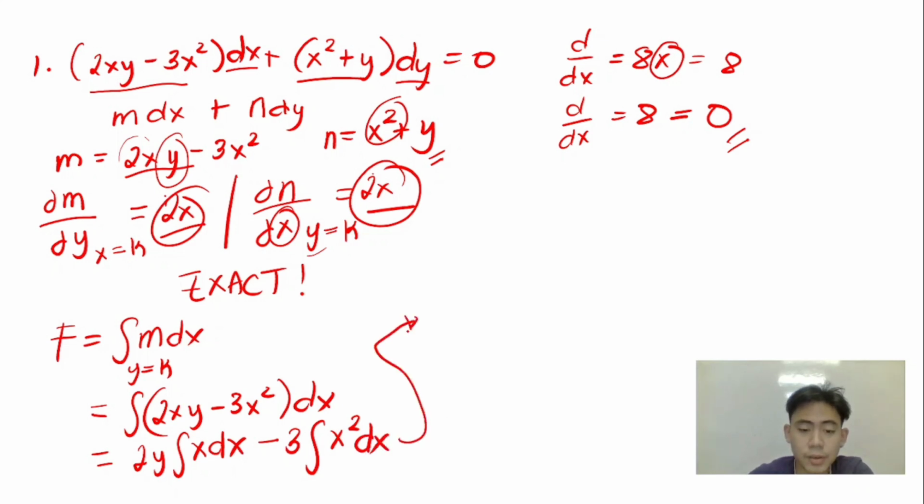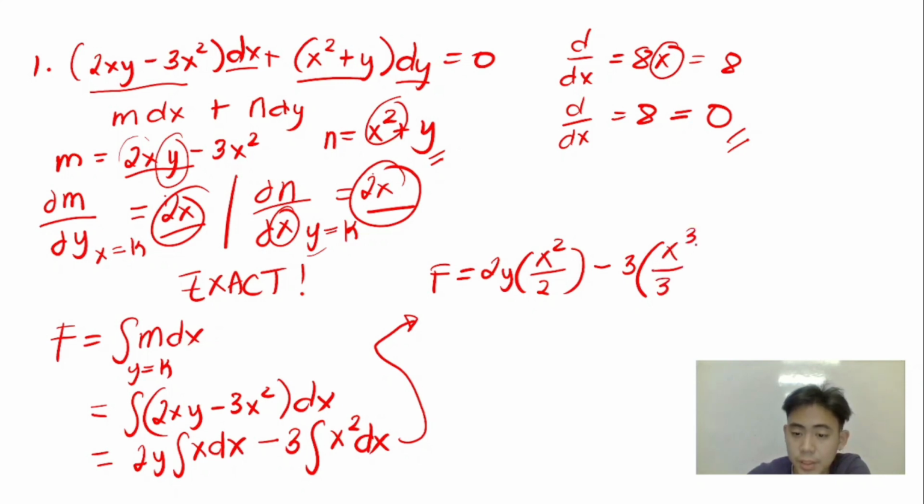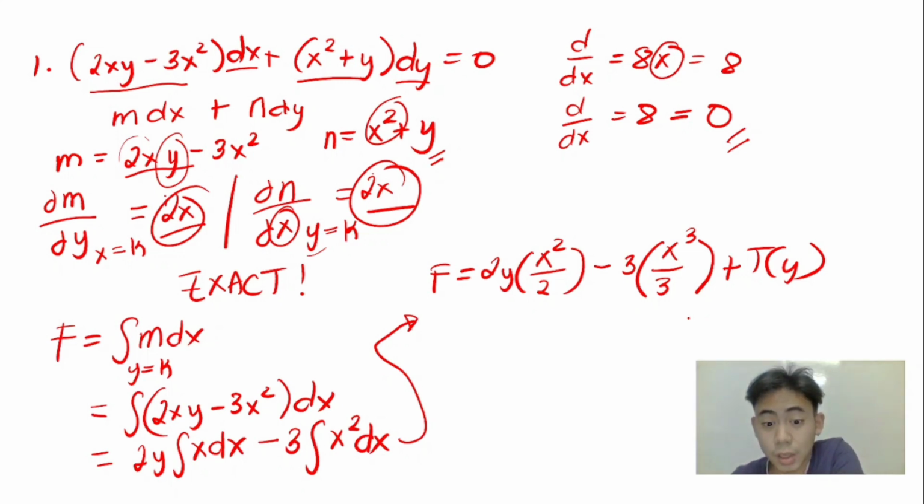So, therefore, f now is equal to 2y times x squared over 2, because the integral of x dx is x squared over 2, minus 3 times the integral of x squared dx is x cubed over 3, plus t of y. Okay. So, bakit t of y? So, ipapaliwanag ko yan after natin na i-simplify yung equation natin.